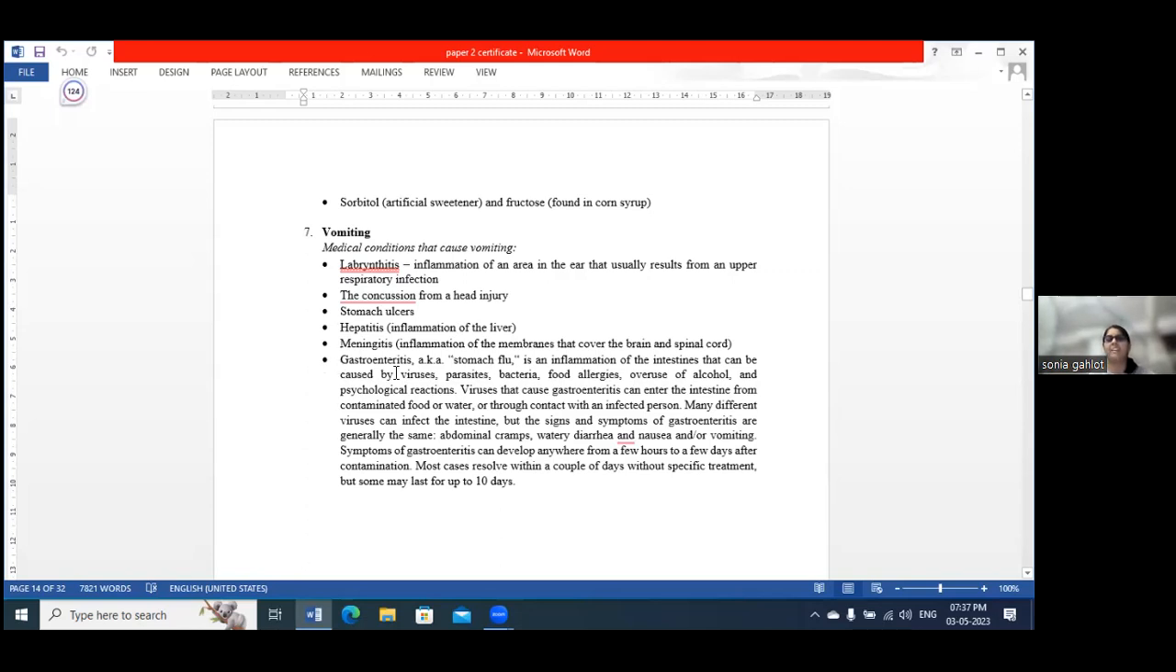That is also caused by various microorganisms, virus, bacteria, or any food allergen or overuse of alcohol, or even a psychological reaction towards a particular thing may lead to vomiting. Plus, when an infected person comes in contact with a healthy person, the transmission of viruses takes place, leading to vomiting, diarrhea, abdominal cramps, and plenty of other things. So that is vomiting.